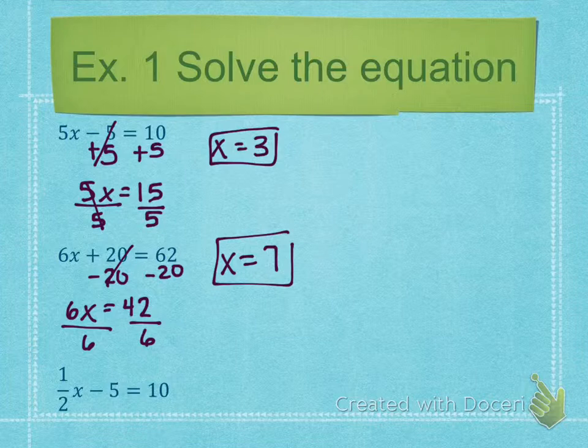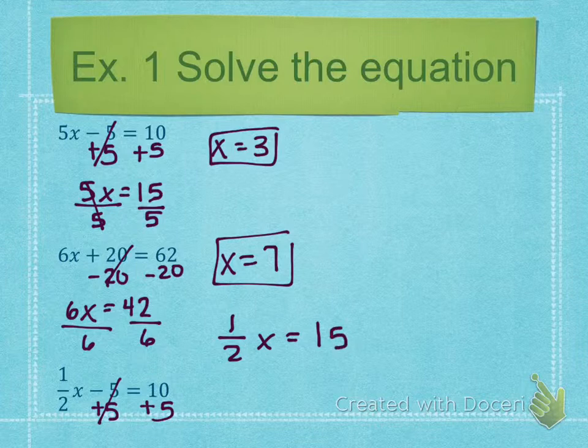Okay, look at this next one. People say, oh, fractions, nope, I'm skipping it. I'll just take the points off. No, it's going to be so easy. Watch what we do. First of all, do I have any like terms? Yes. So what am I going to do? Add 5 because I know negative 5 and 10 are my like terms. So I have 1/2 x is equal to 15.